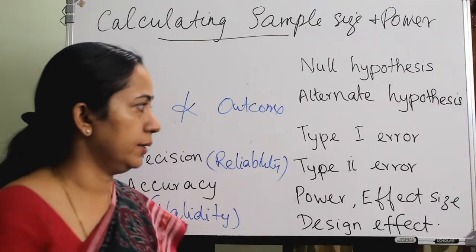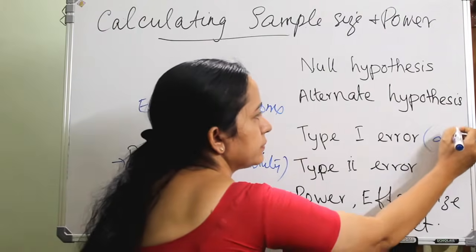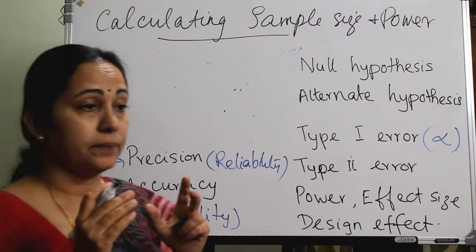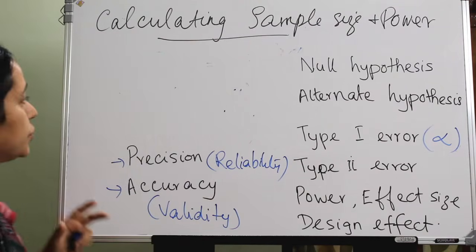And type 1 error is the alpha error. Suppose there is a null hypothesis which is actually true in the population.